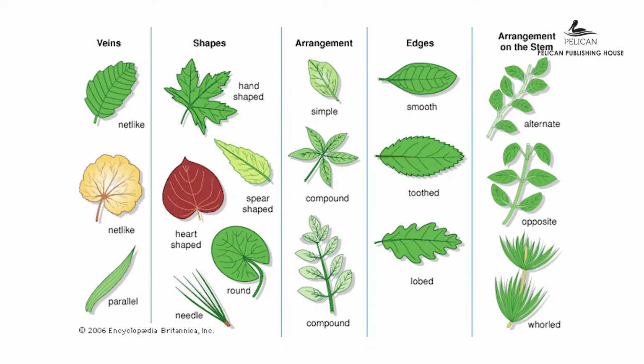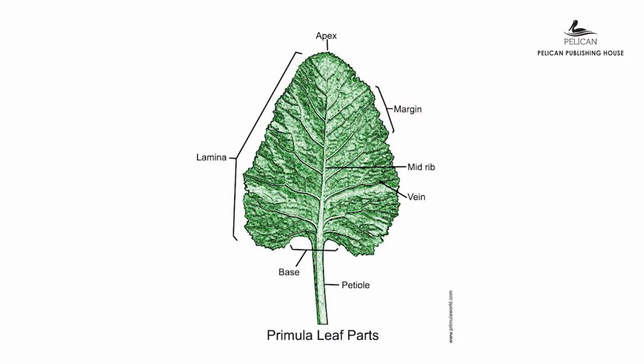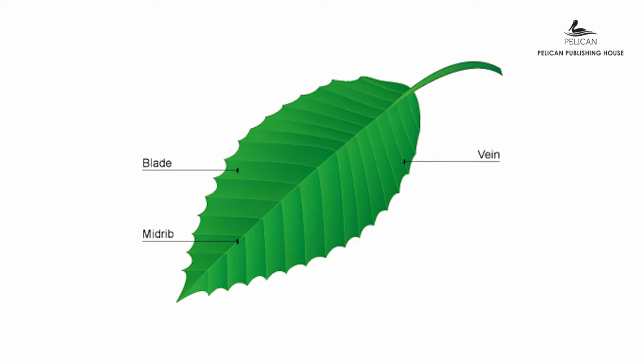Let us look at the leaf. Different leaves have different shapes. We can identify plants by looking at the shape of their leaves. But all leaves have a few features in common. Lamina. Lamina is also called the leaf blade. It is a broad, flat part of a leaf. The midrib. Midrib is the main vein we see along the center of the lamina.